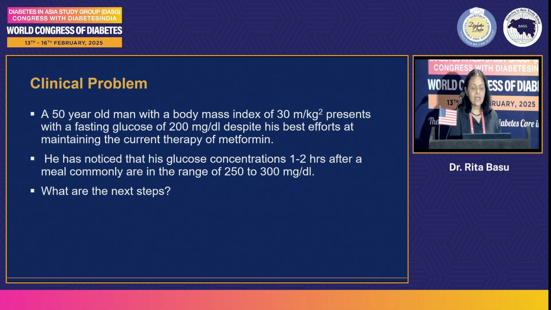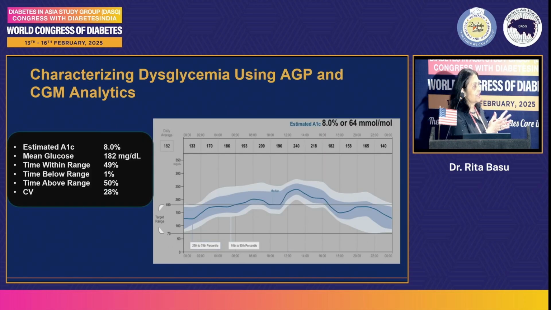And he has noticed that his glucose concentrations 1 to 2 hours after a meal are commonly in the range of 250 to 300 milligrams per deciliter. So he has fasting hyperglycemia and postprandial hyperglycemia. So what are the next steps? Given the current scenario, many of us will not be doing fingerstick glucoses. We would probably say, let's put him on a CGM.